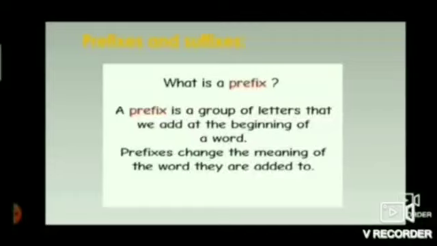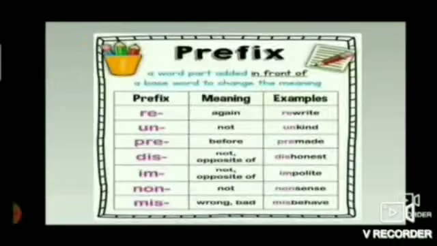What is a prefix? A prefix is a group of letters that we add at the beginning of a word. Prefixes change the meaning of the word they are added to. Okay students? Here are a few commonly used prefixes. Let's see, with the meanings.